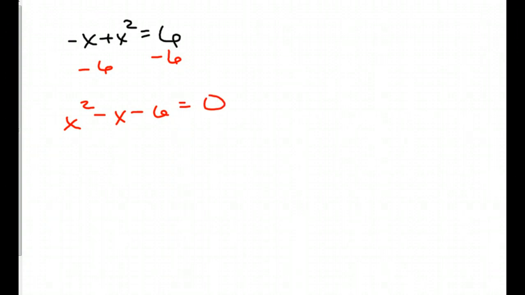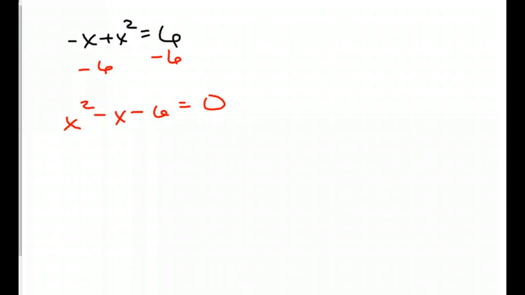Okay, so anyway, you can always find x, the value of x, but you have to set that thing equal to 0 in order to do that. So you bring the 6 over to the left, put it in the correct order, and now you have a trinomial set to 0. This is why you have to set it to 0.